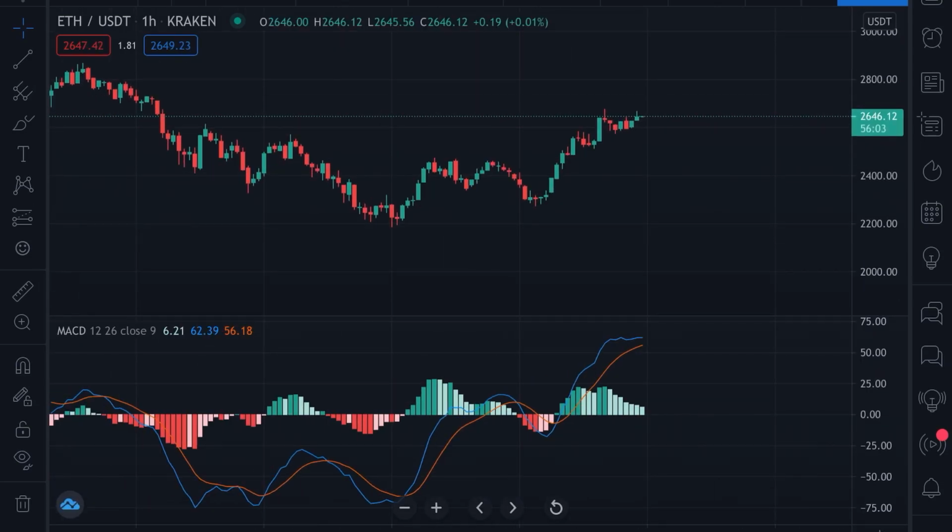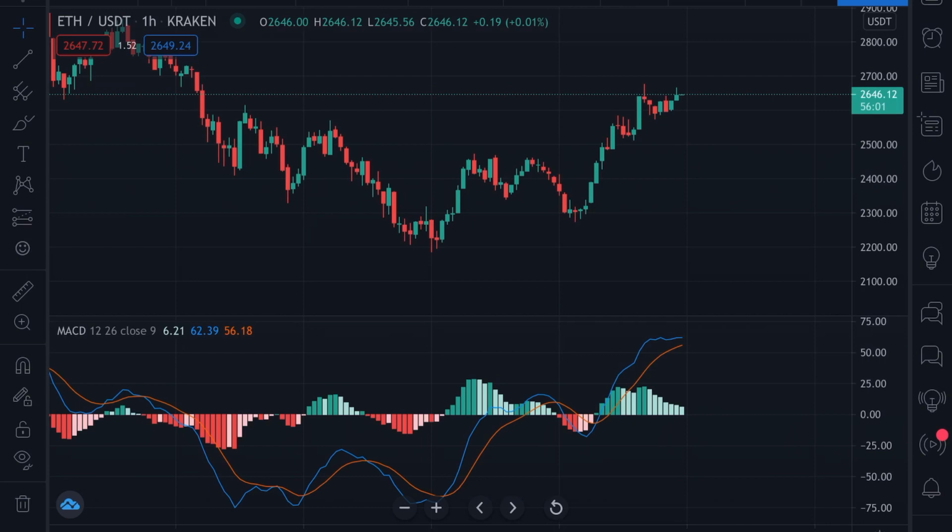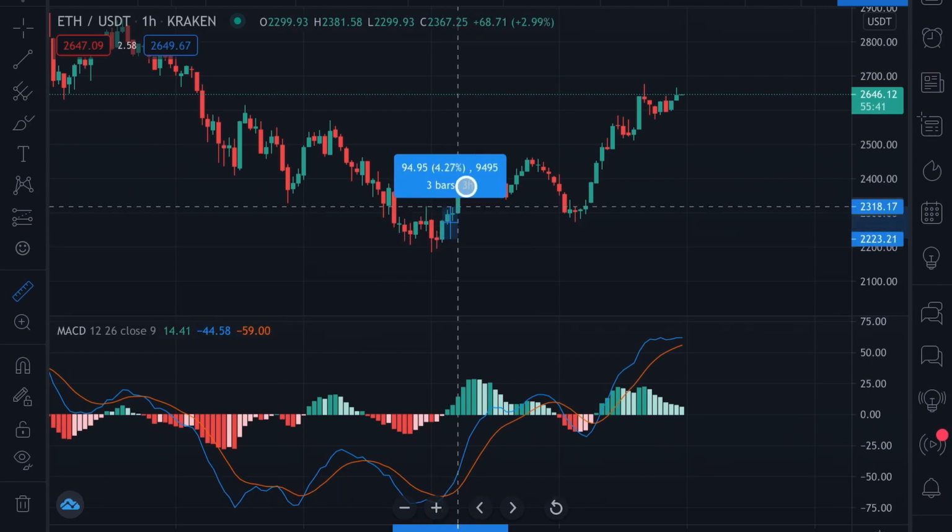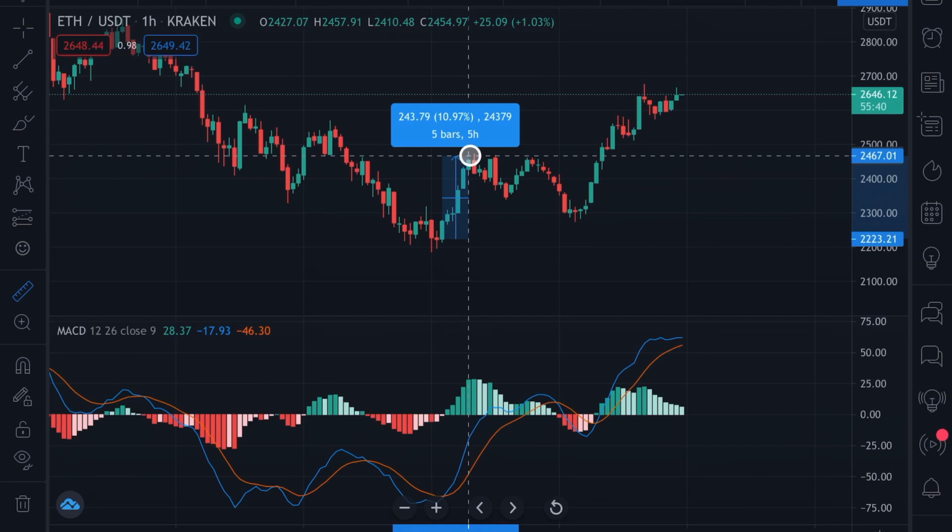So here's the 1 hour, and this is why it's important to do multiple time frame analysis. We have another video about multiple time frame analysis if you haven't checked that one out. So here you can see, based off of this strong uptrend cross, the MACD crossed both the histogram and the signal. So now you can see that this is going to be an area of profitability of about 10%, right?